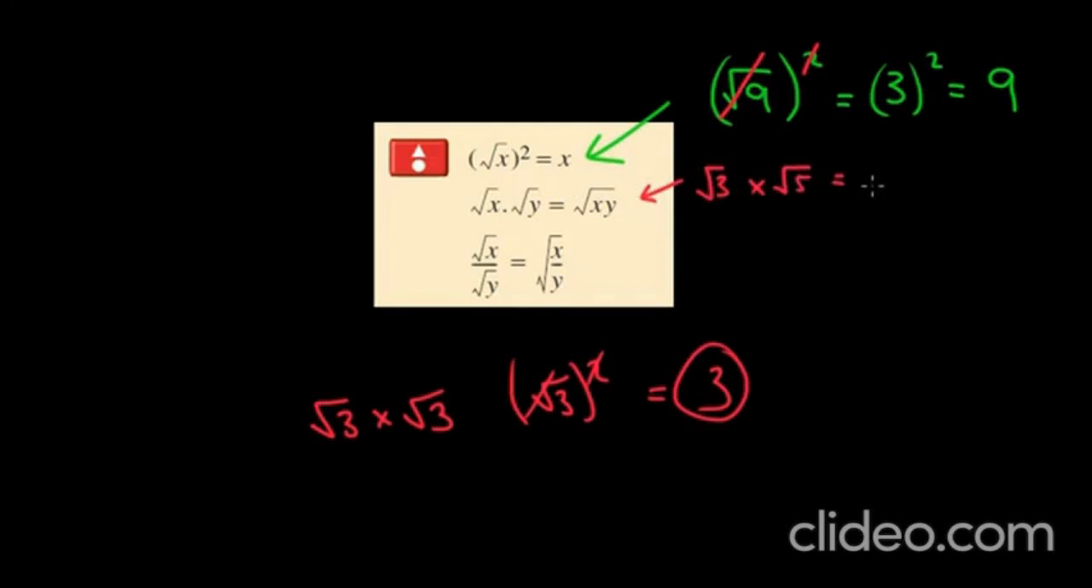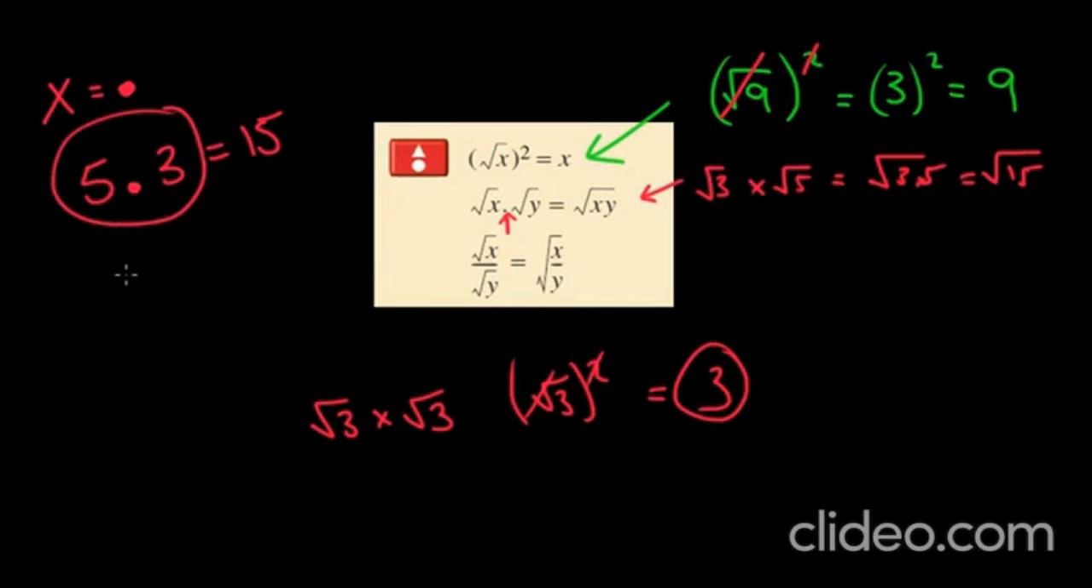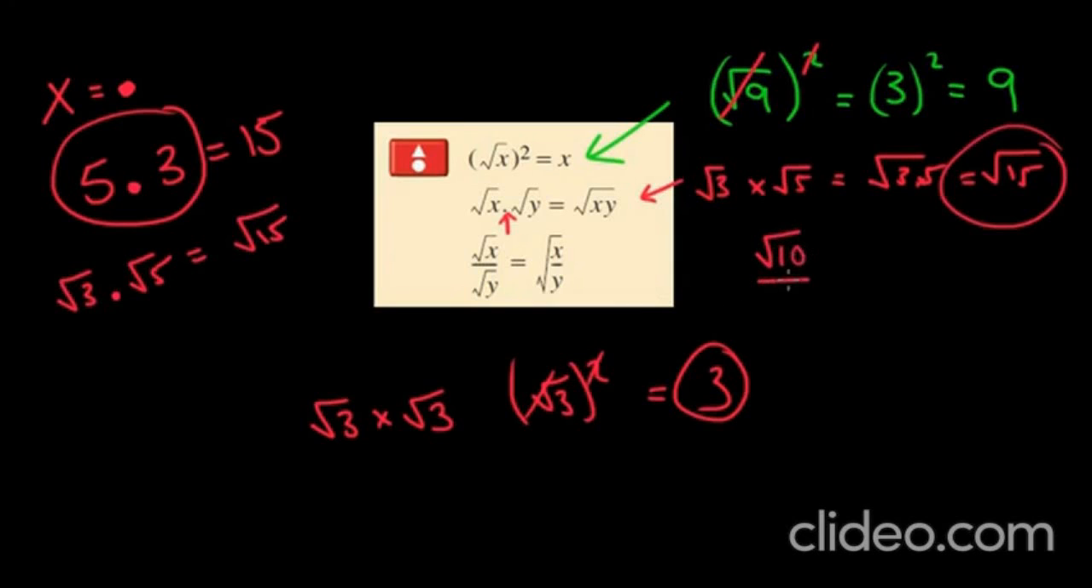Let's have a look into the second rule. Root over x dot, which means multiplication, root over y. Root 3 times root over 5. 3 and 5 are irrational numbers, so we have to multiply them together. Root over 15. In mathematics, the dot between two numbers represents multiplication. So root over 3 dot root over 5 means root over 3 gets multiplied by root over 5, which is root over 15.